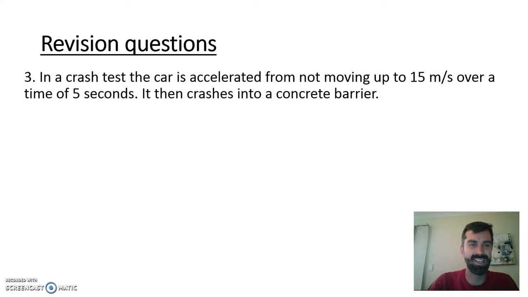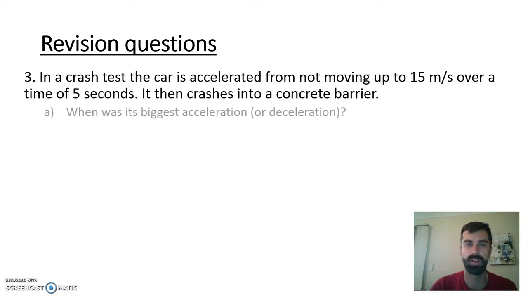Okay, question 3. In a crash test, a car is accelerated from not moving, so it's sitting there, up to 15 meters per second over a time of 5 seconds, and then it crashes into a concrete barrier. So the first question says, when was its biggest acceleration or deceleration? Well, if we think about it, at the very start, it accelerated from 0 up to 15, and at the end, it decelerated from 15 back down to 0 when it crashed.